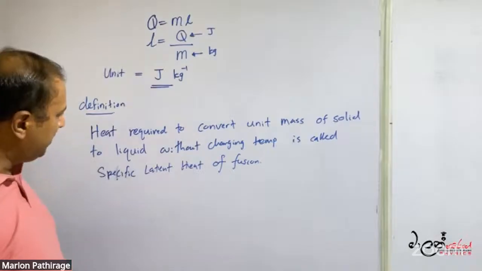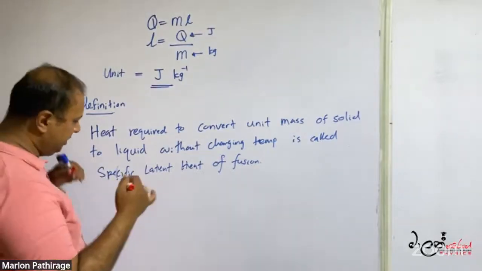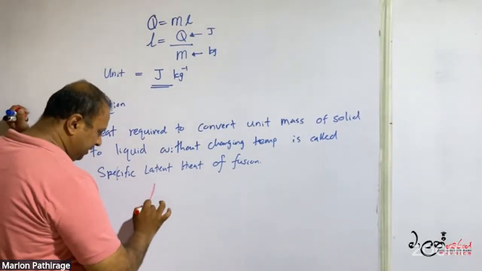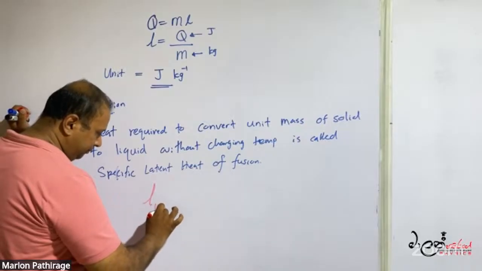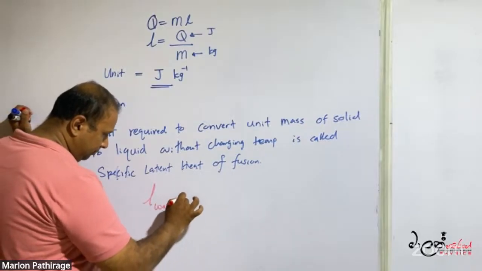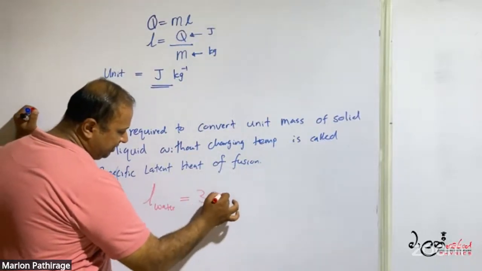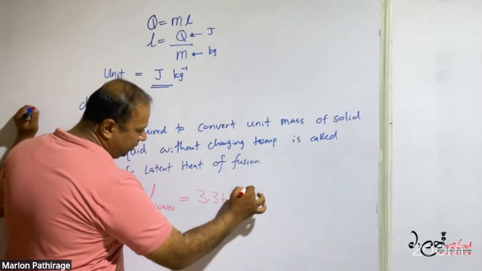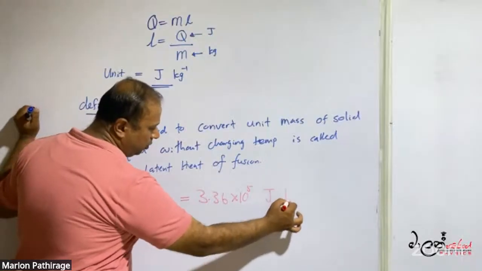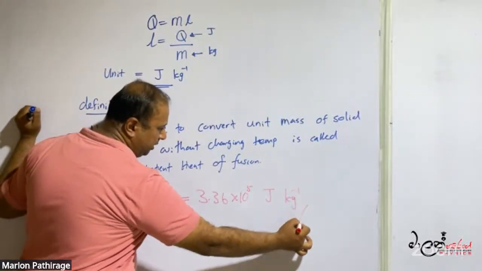If you consider water, the specific latent heat of fusion of water is 3.36 into 10 to the power 5 joule per kilogram.